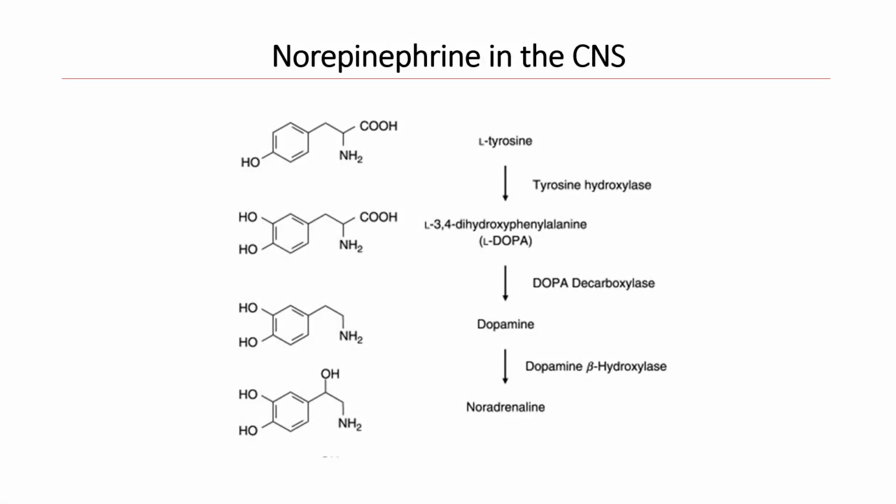Another major neurotransmitter in the CNS is norepinephrine, also known as noradrenaline. Norepinephrine is a monoamine neurotransmitter, a term that refers to its chemical structure and the fact that it's derived from an amino acid. It is also a catecholamine, a term that again refers to its chemical structure and the fact that it contains a catechol nucleus. Norepinephrine also functions as a hormone.